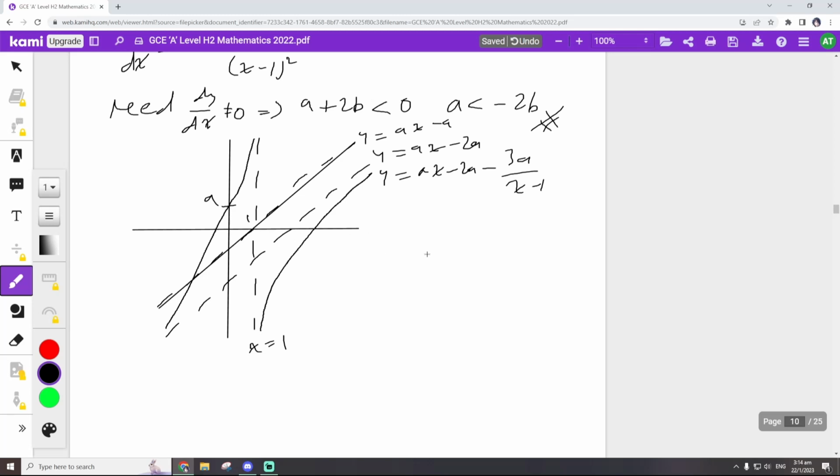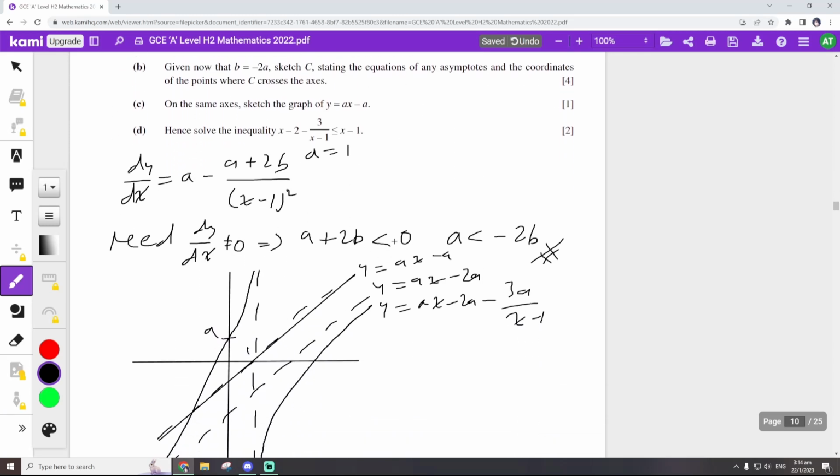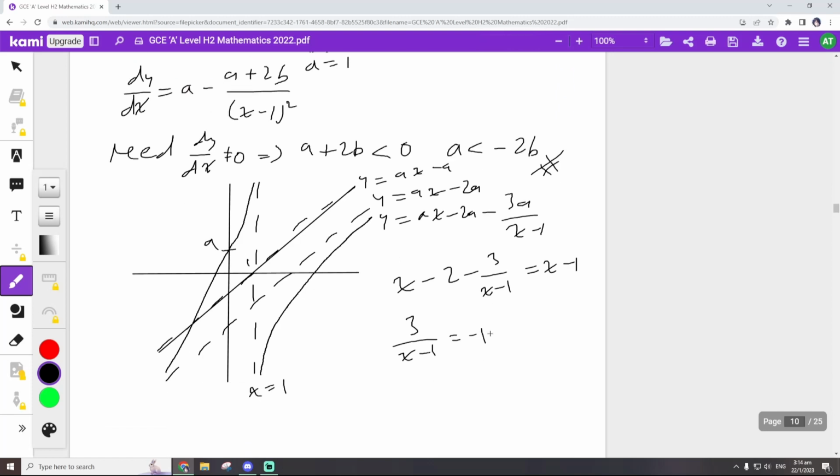So x minus 2 minus 3 divided by x minus 1 equals x minus 1. So this means minus 3 over x minus 1 is positive 1. So 3 over x minus 1 equals negative 1. And this gives us x is negative 2. Okay, so this here is negative 2.